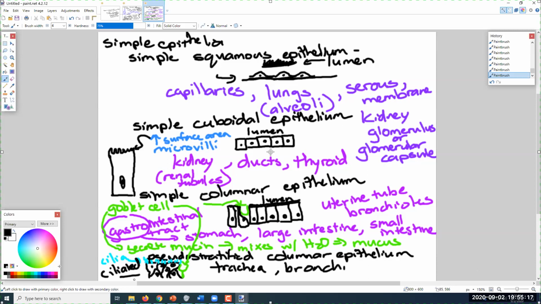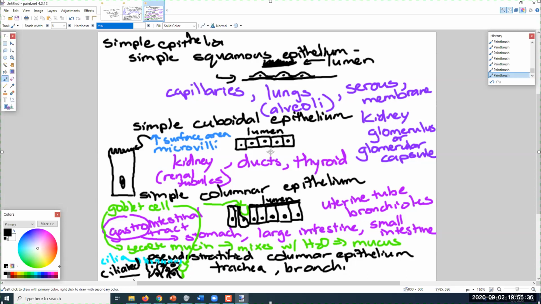Sorry, I have a question. Yeah, go for it. So are you saying the cilia are found in the trachea and bronchi or the goblet cells, or is it all the same thing? Yeah, good question, actually. So the trachea and bronchi will have this ciliated pseudostratified columnar epithelium.